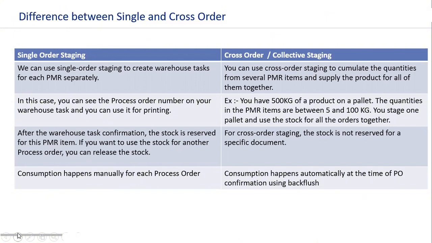So for cross order, which is what we'll be using in the UK, you can use cross order staging to accumulate the quantities from several PMR items and supply the product for all of them together. And again, that's the same example as we just went through. You have 500 kilograms of product on a pallet. The quantities in the PMR items are between 5 and 100 kilograms. You stage one pallet and use the stock for all together. For cross order staging, the stock is not reserved for a specific document and consumption happens automatically at the time of PO confirmation using backflush. But again, these were written quite a while ago, so I think this will be the goods receipt automatic confirmation.